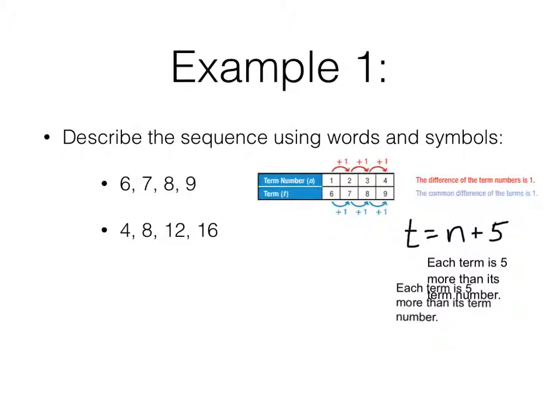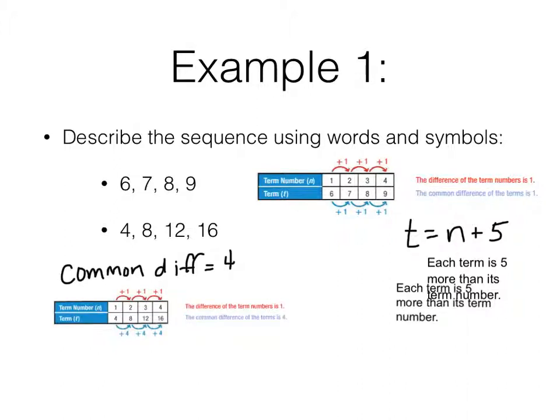Let's look at the next one. 4, 8, 12, 16. Now clearly you can already tell what's up. You can already tell that it's an arithmetic sequence because it's getting bigger by 4 each time. So that common difference this time is 4. So we recognize that. See if you can make the little table to match the table we made for the first sequence we had here.